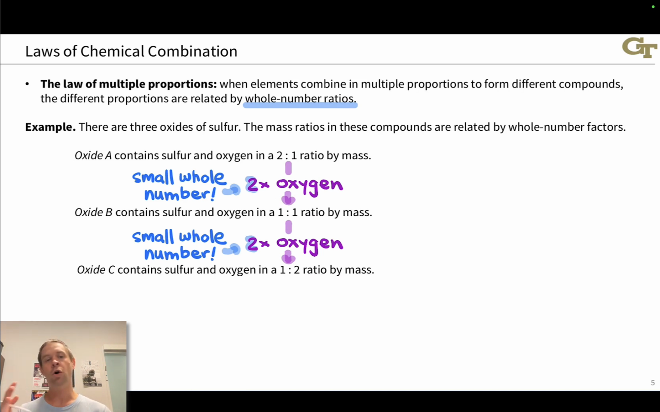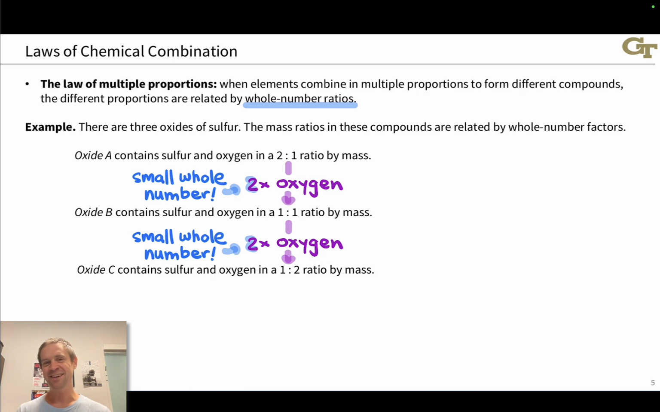And so there's a small whole number difference between these three oxides. And this is the essence of the law of multiple proportions. When elements combine in different proportions to make different compounds like oxides A, B, and C, they do so in such a way that the different proportions are related by small whole numbers, such as 2.